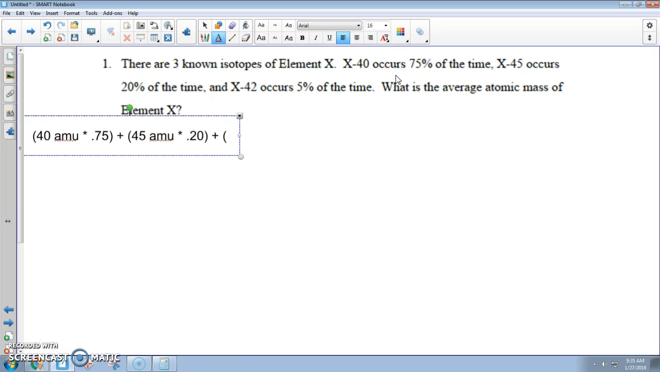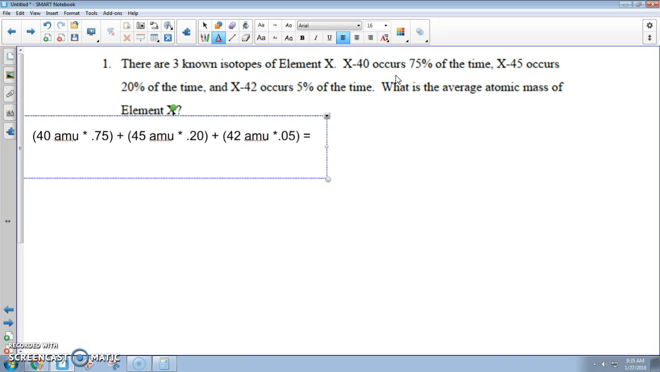42 AMU times, be careful with your decimals here, 0.05 as a percentage. And then that all together will get me my answer here. So now, this is definitely less writing, but maybe less understanding as well, which would not be a good combination.